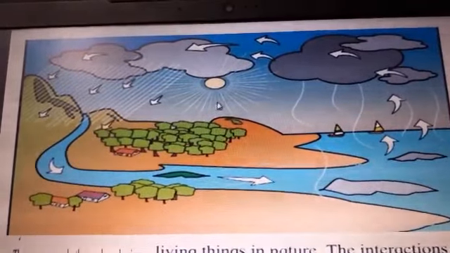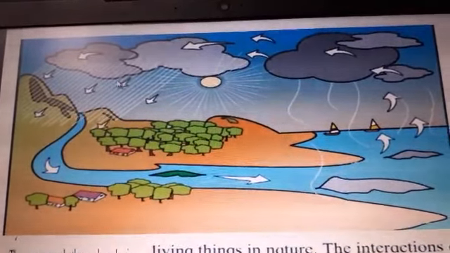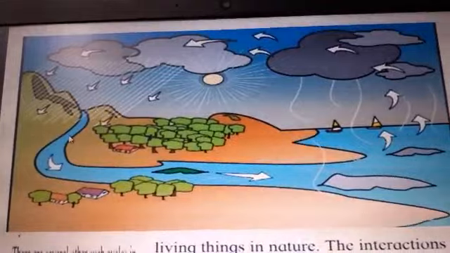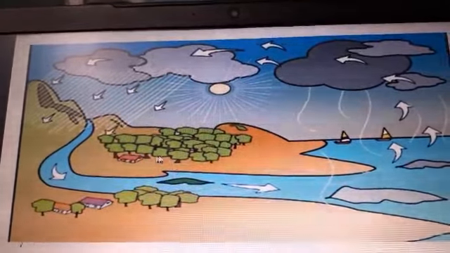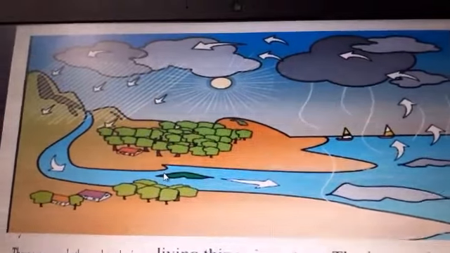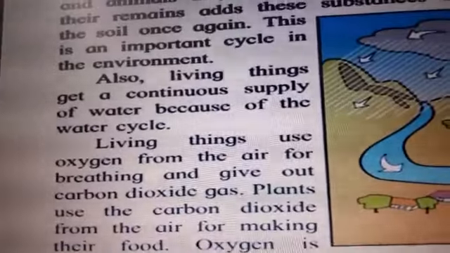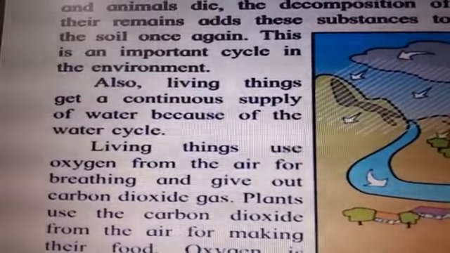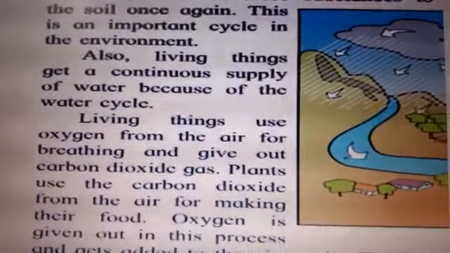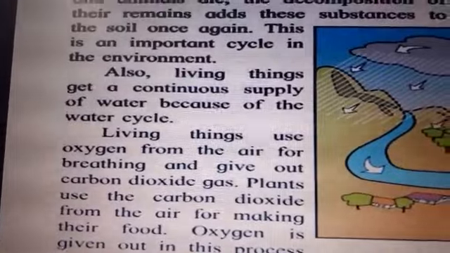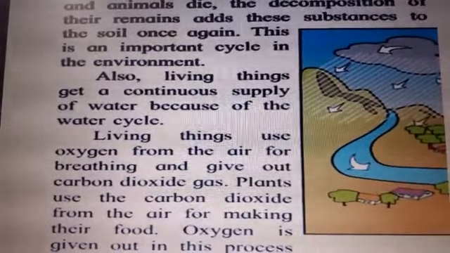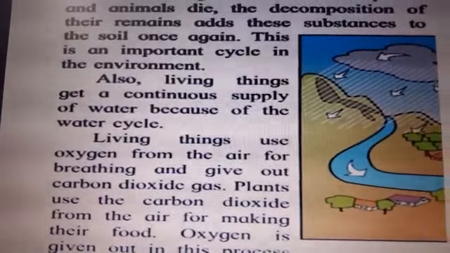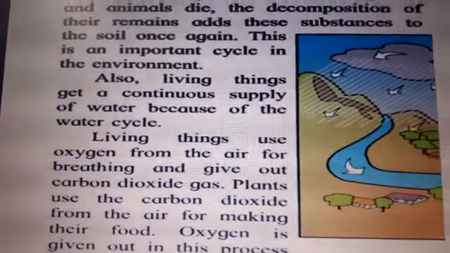How does the water evaporate? Because of the heat of the sun. Then we get the rains, again the water comes back on the earth. So this is the water cycle. So the water cycle also keeps on taking place continuously on its own. Also living things get a continuous supply of water because of the water supply. So how do we get the water supply? Because of the water cycle, isn't it? As soon as the June month comes in, we say now it is very hot, it should rain. So rain is very, very important.